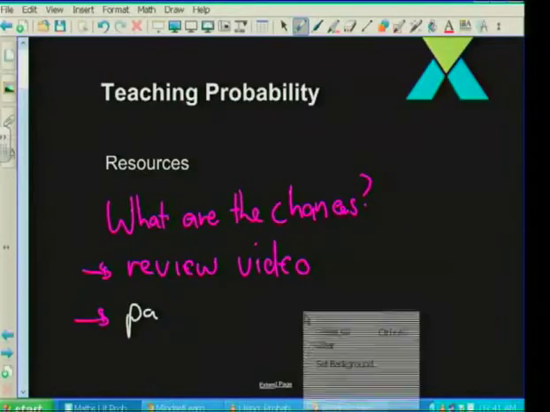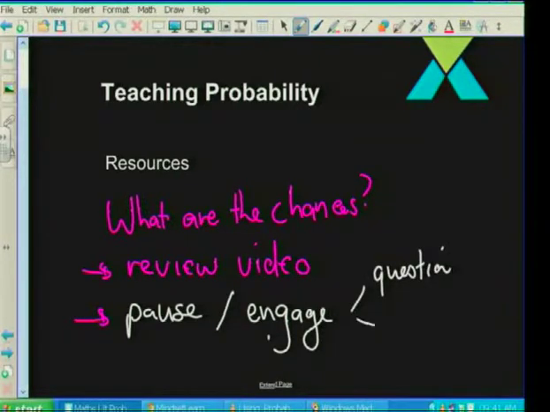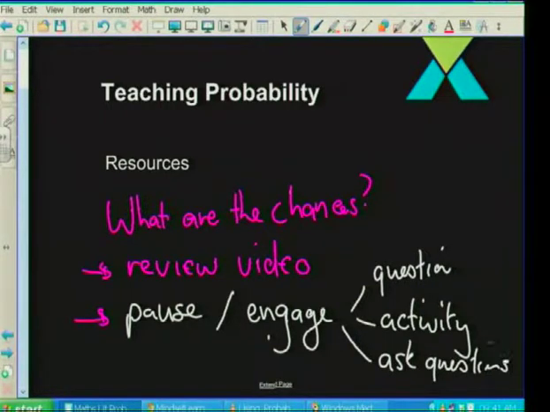You don't just want to show the video and let it run for the whole time. You would like to show the learners the activity, look out for places to pause, and get them to engage in a question or an activity. They could even ask a question, you could be involved in answering a question, and get them to ask questions as well.